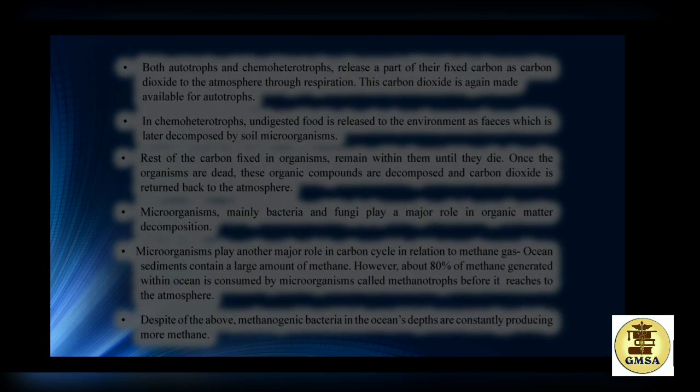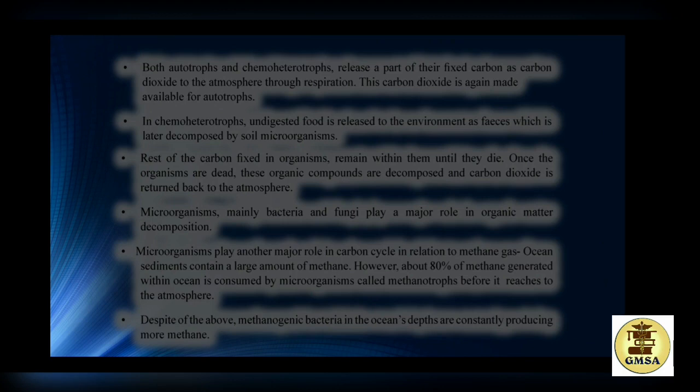Both autotrophs and chemoheterotrophs release a part of their fixed carbon as carbon dioxide to the atmosphere through respiration. This carbon dioxide is again made available for autotrophs. Now, as all of us know, all living organisms need to respire. As a result of respiration, carbon dioxide is released to the atmosphere in the form of gaseous carbon dioxide. This carbon dioxide can again be utilized by the primary producers to carry out the photosynthesis process.